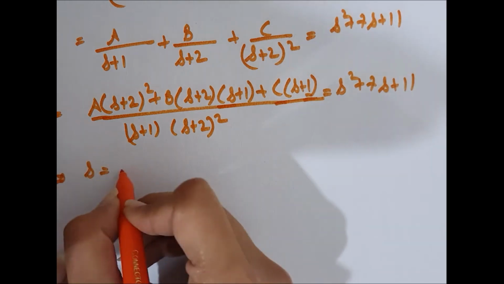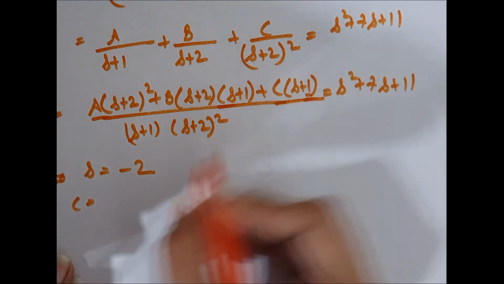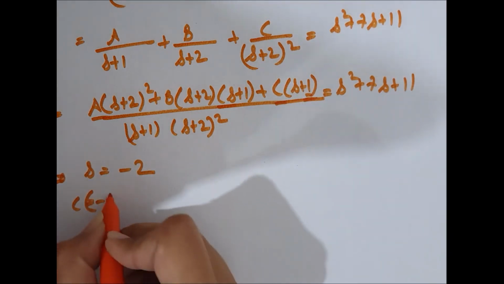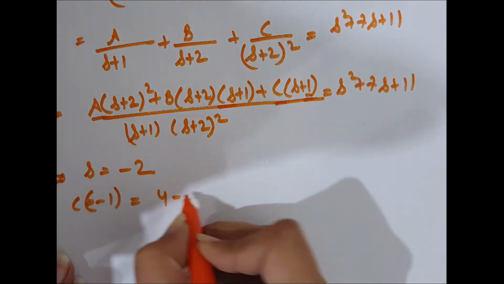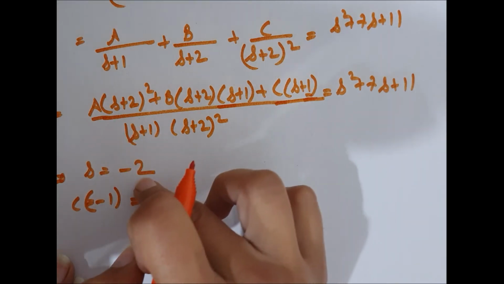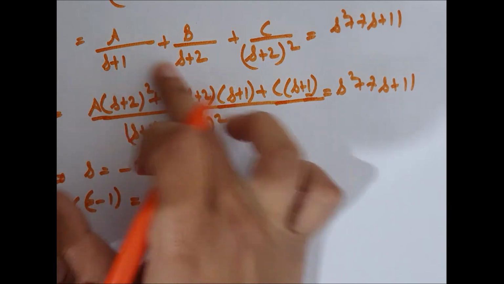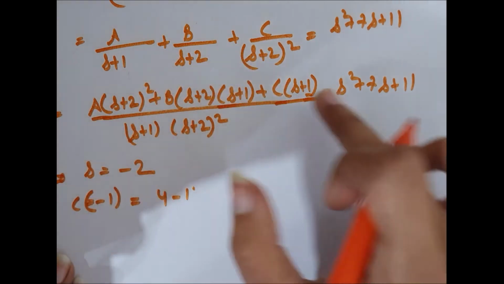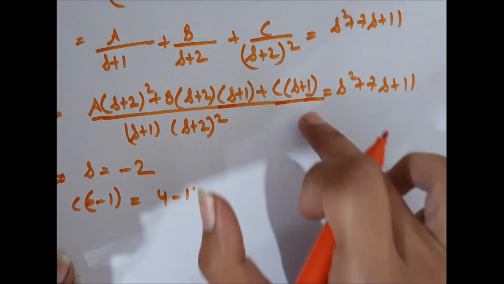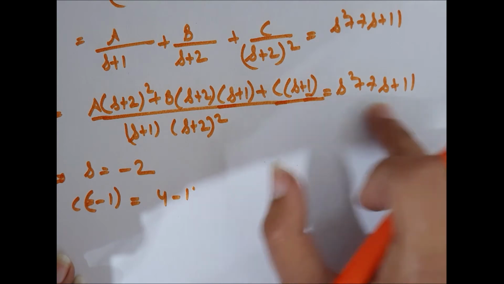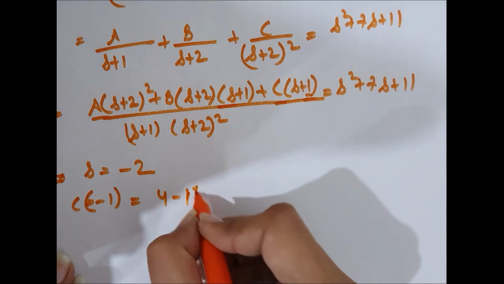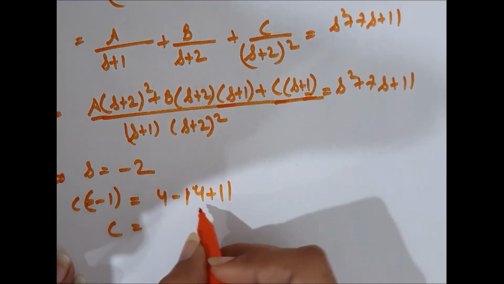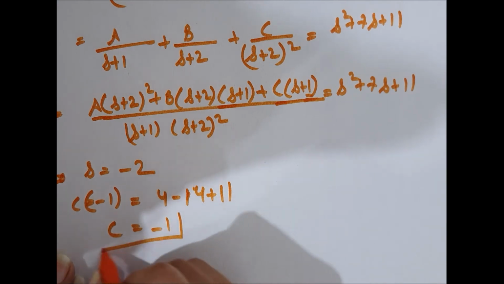Put s is equal to minus 2. From here the value of c can be calculated. If we put s is equal to minus 2, this will get cancelled, this will get cancelled. The value of c can be calculated from it. Put s is equal to minus 2 here also. c will come out to be minus 1.